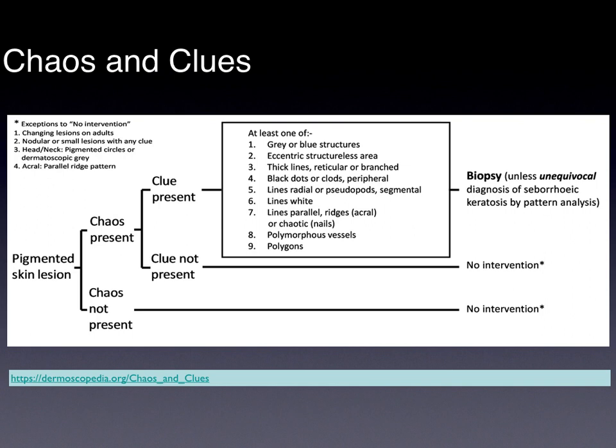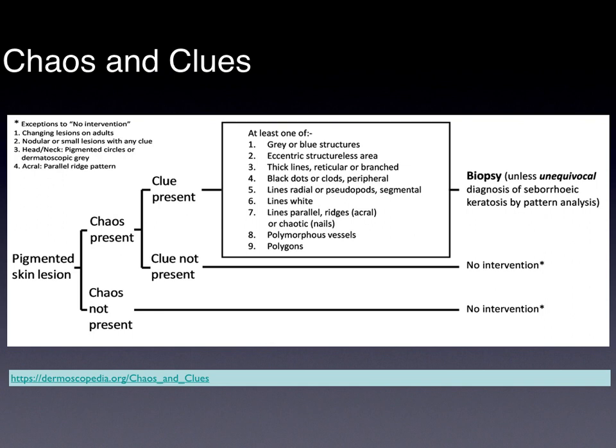For pigmented lesions, I use chaos and clues, and it is schematically represented here. First of all, the lesion is assessed for dermatoscopic chaos, which is defined as any or all of asymmetry of pattern, of colour, or of border abruptness. The shape does not matter, but variations in the abruptness of the border are clues to malignancy.